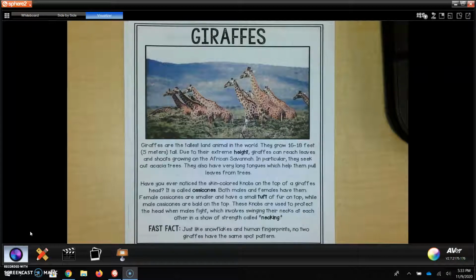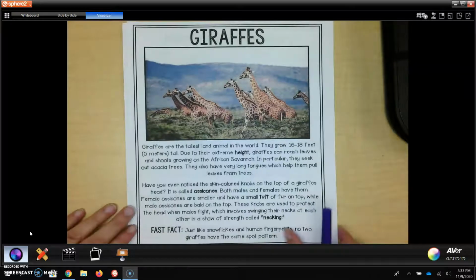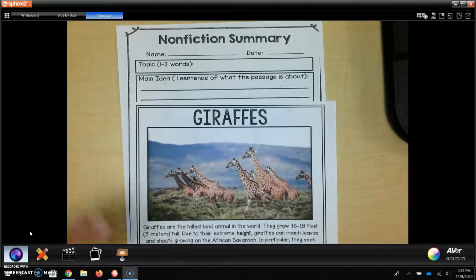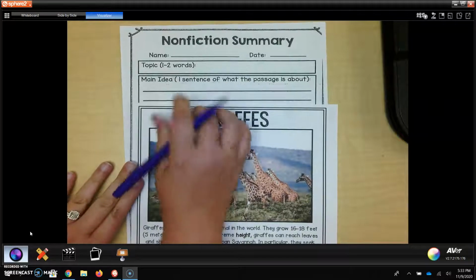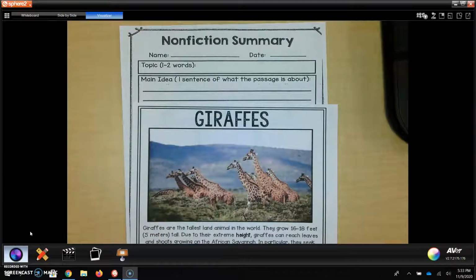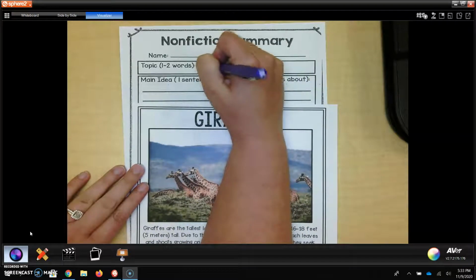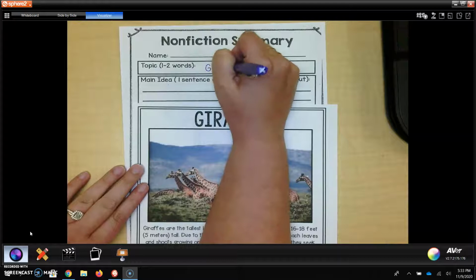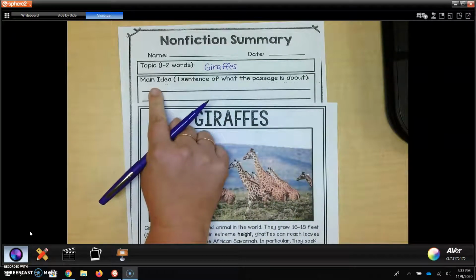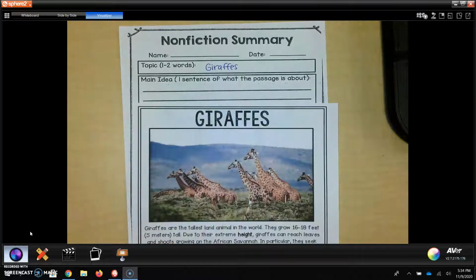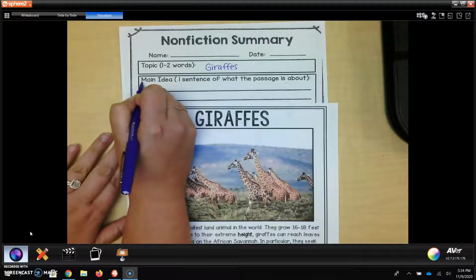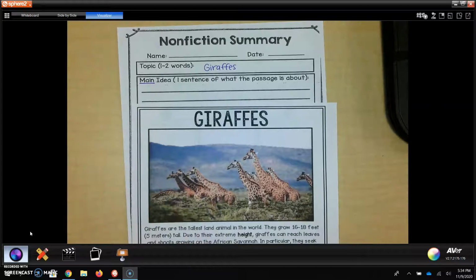Okay, so now let's go through our nonfiction summary template and let's try to work our way to writing our summary. So remember, your topic is 1 to 2 words of what we're reading, and that one's pretty obvious. We're reading about giraffes. So I'm going to go ahead and write giraffes. Okay. Our main idea is one sentence of what the passage is about. And remember, main idea, see the word main? It's what your article is mainly about. Another word would be what it is mostly about.